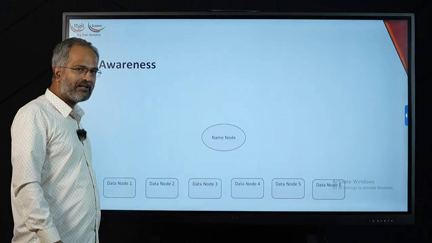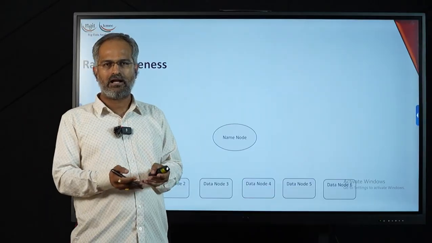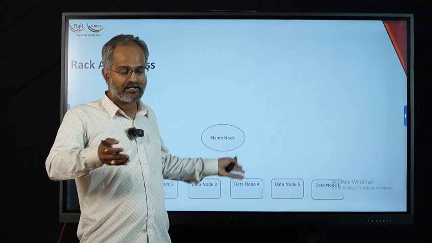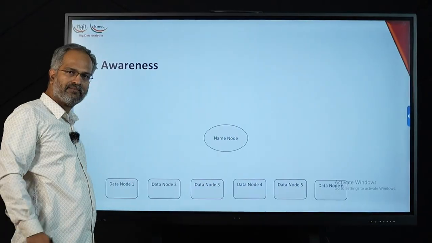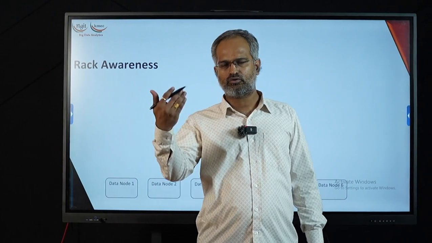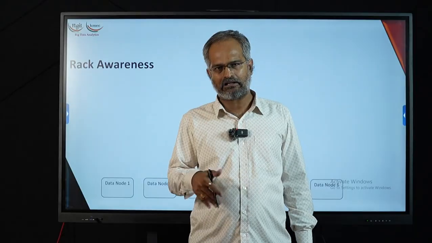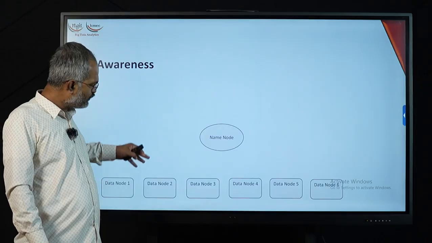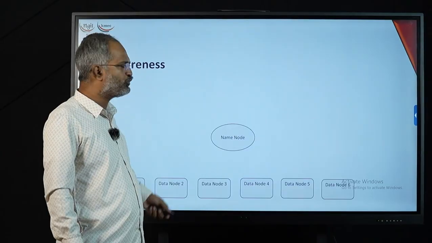And another thing is rack awareness. See here, we have a number of data nodes and a single name node. How can we connect these nodes? Actually, we cannot connect all the data nodes to the name node using a single router or single hub. So we connect some of the data nodes to one router and other data nodes to another router, and they can be connected to the name node.